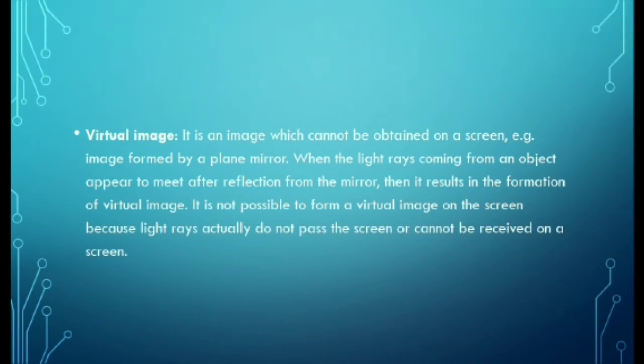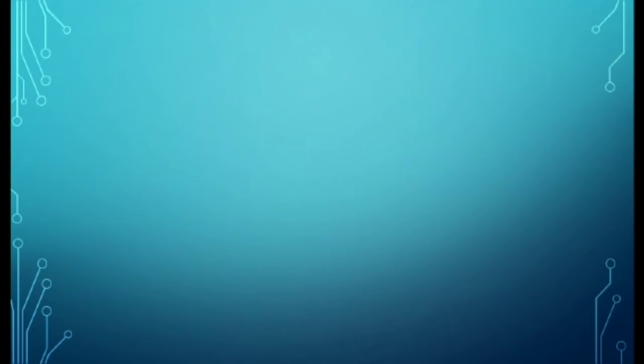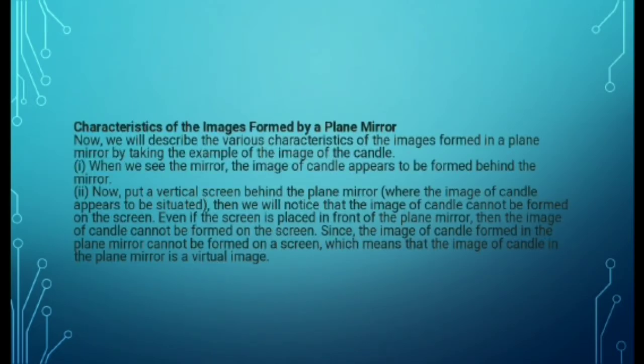So next, we are going to see the characteristics of the image formed by a plane mirror. Now, we will describe the various characteristics of the images formed in a plane mirror by taking the example of the image of a candle. When we see the mirror, the image of the candle appears to be formed behind the mirror. Now put a vertical screen behind the plane mirror where the image of the candle appears to be situated. Then we will notice that the image of the candle cannot be formed on the screen.